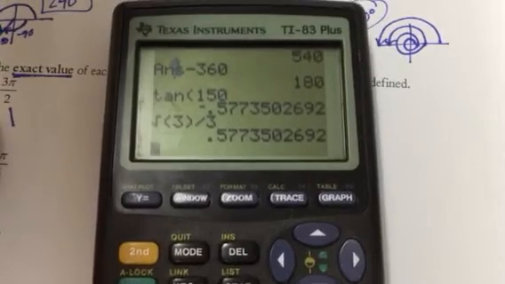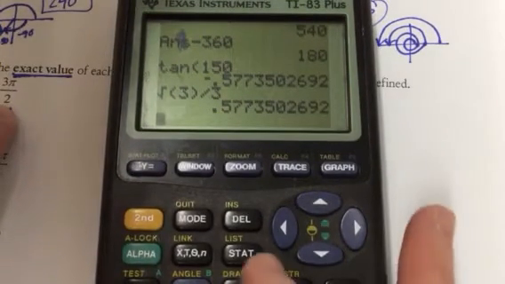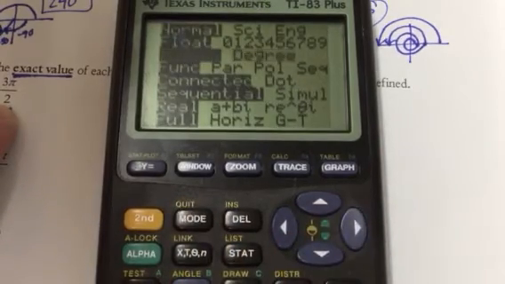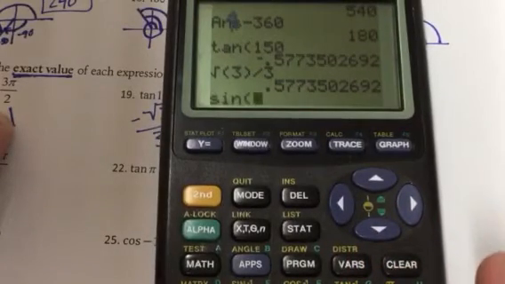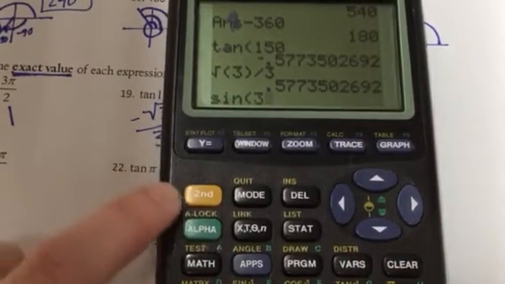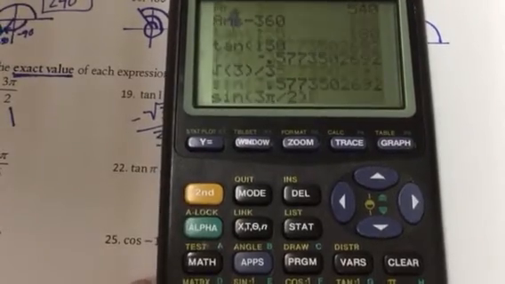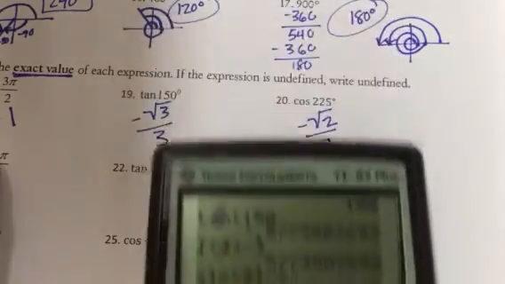If I want to do sine of 3 pi halves and check it in my calculator, because it's talking about radians, I need to go to radian mode. So I'm going to hit mode, head down to radians, go back, and then I'm going to try sine of 3 pi halves, and that gave me -1, just like what it was talking about.